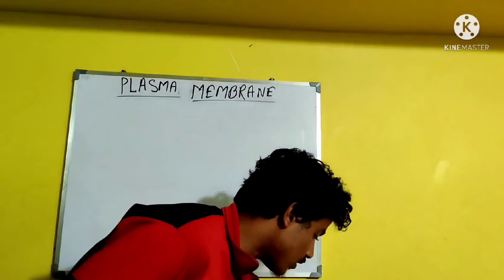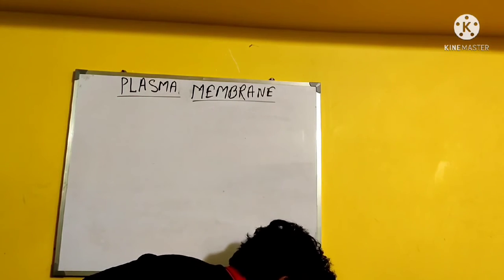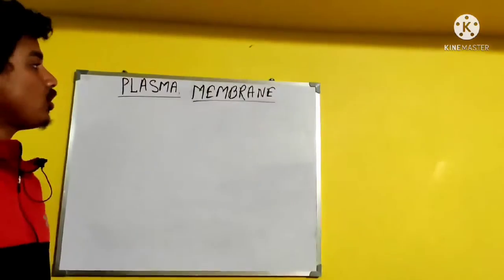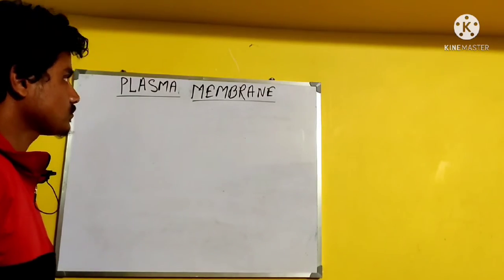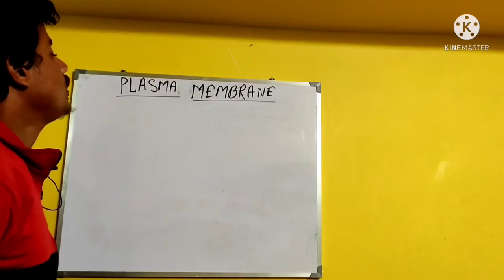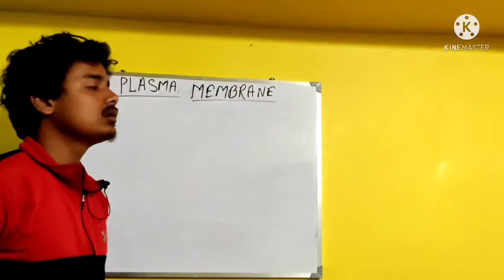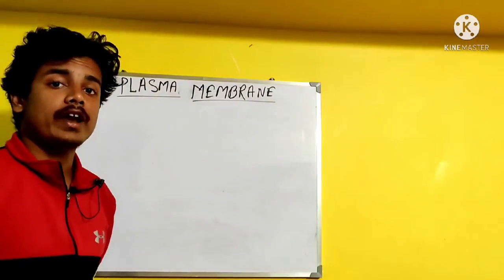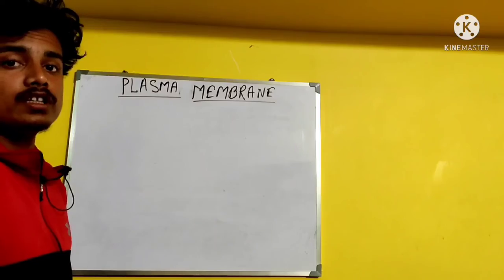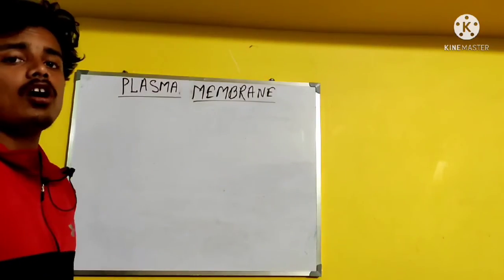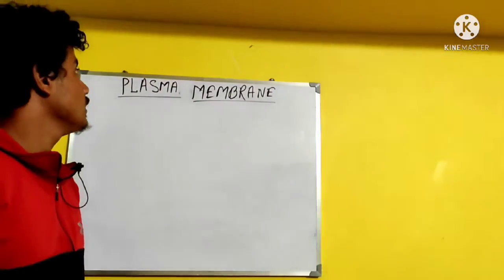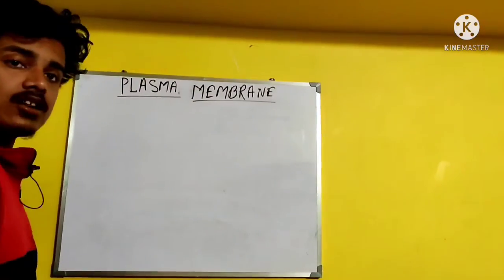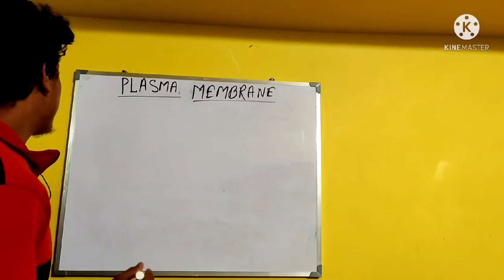Today we will talk about plasma membrane. What is plasma membrane? The covering of the eukaryotic cell and prokaryotic cell, that is, the covering of the living cell is known as plasma membrane. What is the definition of plasma membrane?